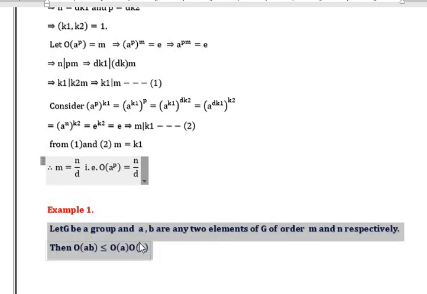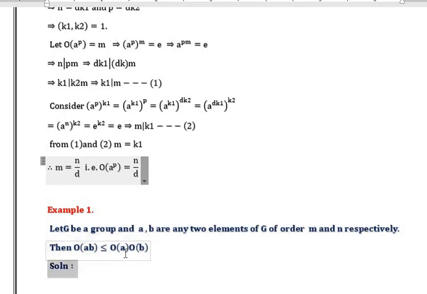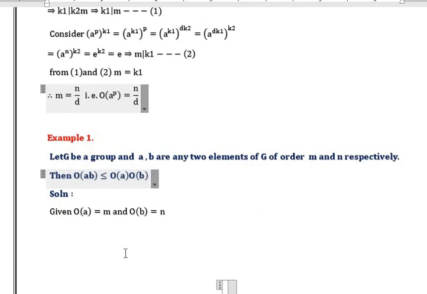Let G be a group, A, B are any two elements of G of order m and n respectively. Then order of AB is less than or equal to order of A into order of B. Let us find the solution for this. Given order of A is equal to m and order of B is equal to n.